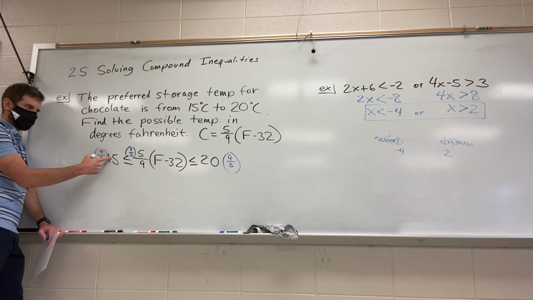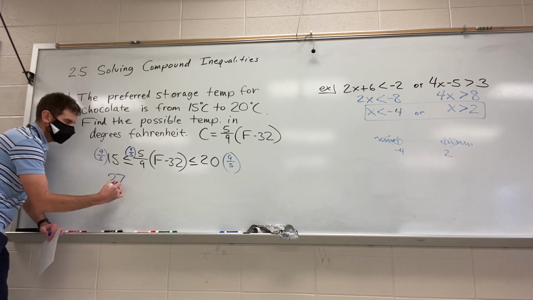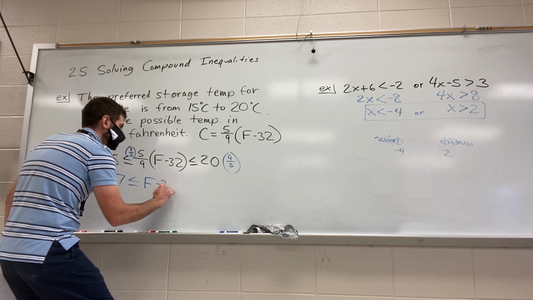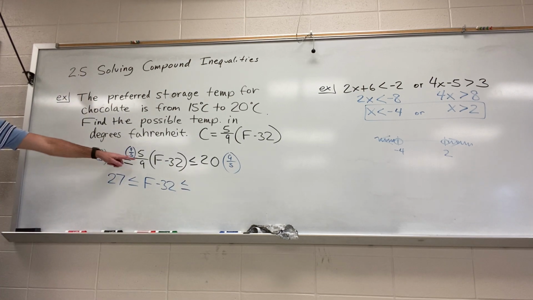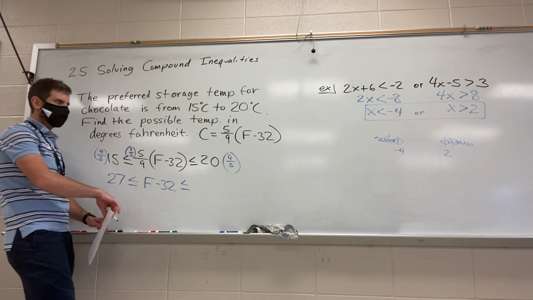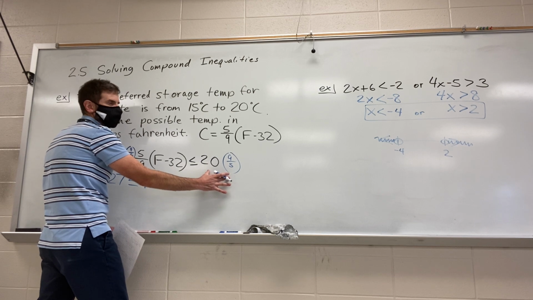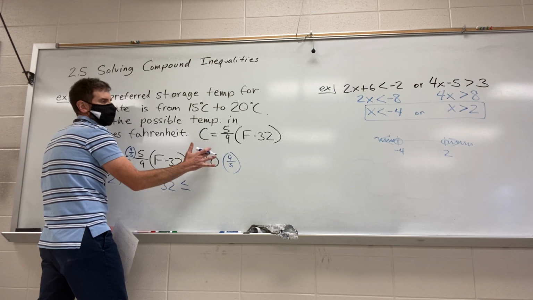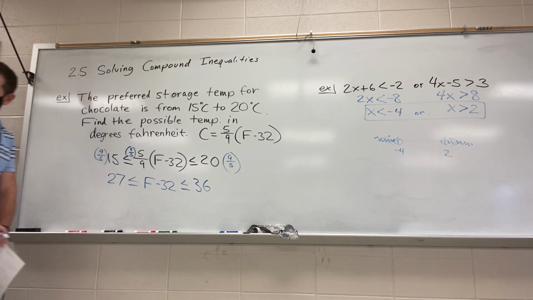5 goes into 15 how many times? 3. 3 times 9 is 27. 27. How did I know? Good job. You're smart, Scott. You guys agree that that's gone? Yes. Over here, what are you going to get? 36. 5 goes into 20 how many times? 4. 4 times 9 is 36. Oh, that's how you do that? That's how you do that.